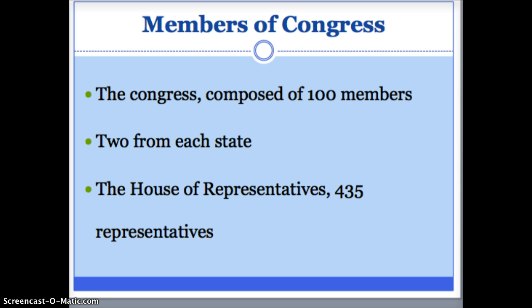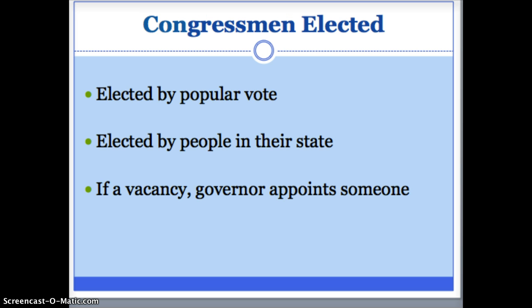There are 100 members of Congress. 2 candidates represent each state. There are also 435 representatives in the House of Representatives. All of the congressmen are elected. These representatives are elected by popular vote, also by the citizens in their state. In the possibility of a vacancy, the governor then appoints someone.